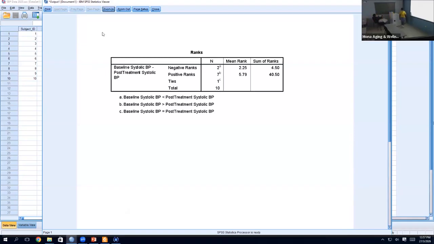All right. So this is really what we want to get to, this table and the other one that follows it. Our difference was defined as baseline minus post-treatment. We had 2 negative ranks. And before we get to the mean rank, the sum of the ranks here is 4.5. And how did they get the mean rank? 4.5 divided by 2. So whenever you see mean rank, that's what it is. If you're reporting mean ranks, that's what you've basically done.